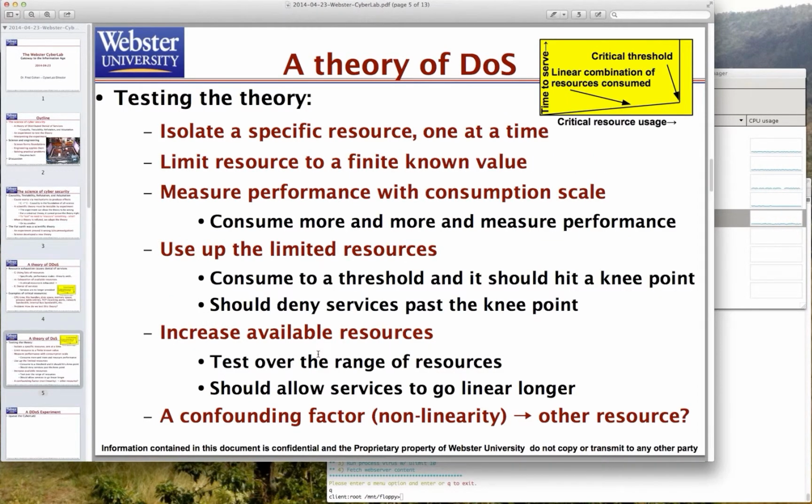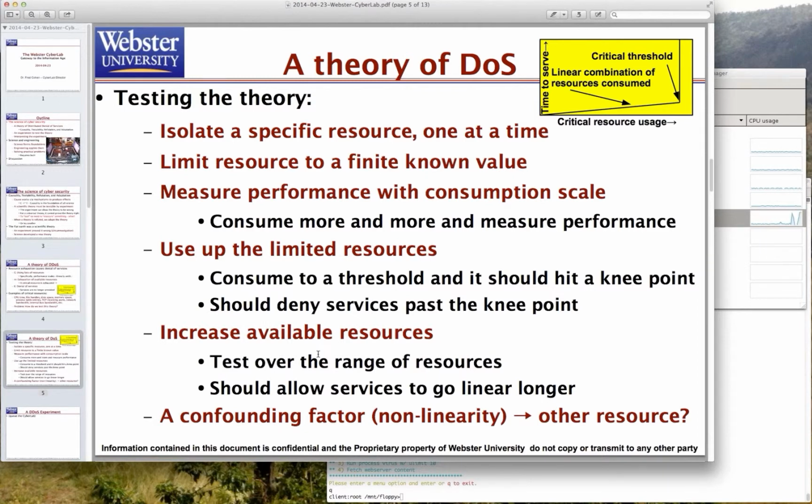Well, testing the theory involves isolating a specific resource. In particular, we want to have one of those resources tested at a time, so it's independent of the rest of them. You limit that resource to a finite known value, and you measure performance as you change the consumption rate. So you consume more and more and measure the performance. Presumably, if the theory is right, it'll go down and down until you use them up and there's none left. And when you run out, at that threshold, you should hit the knee point, and all of a sudden services should be denied. That's what we do to measure it.